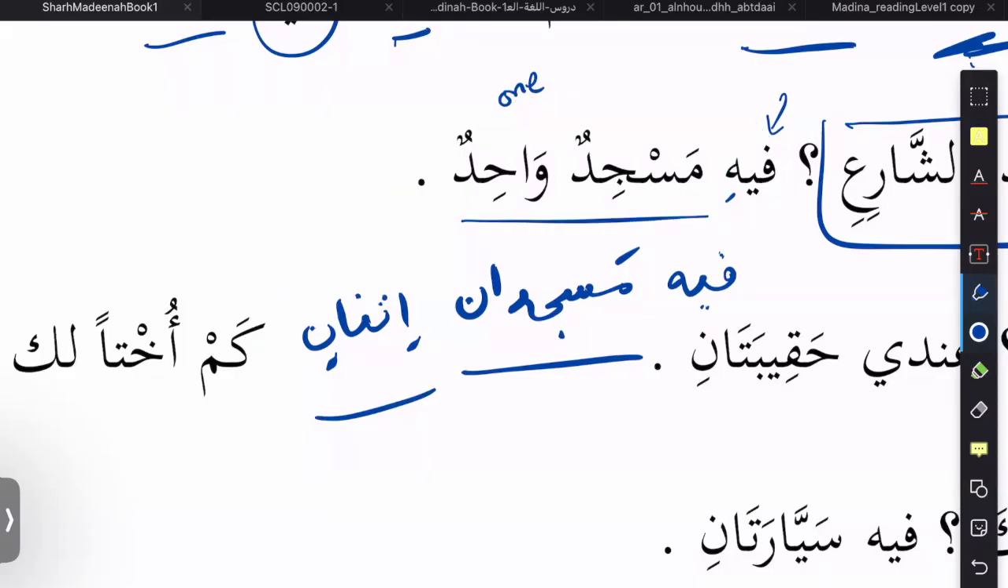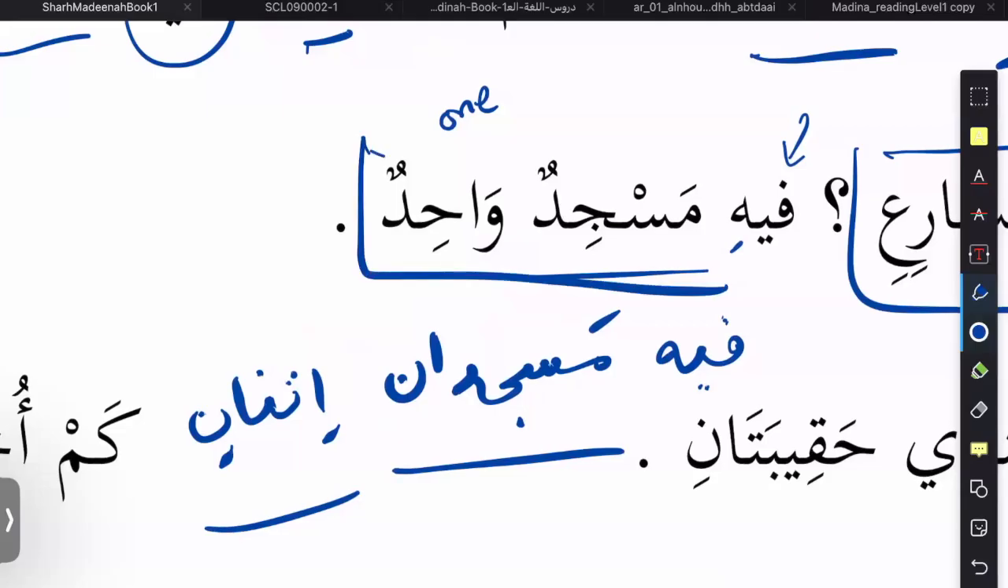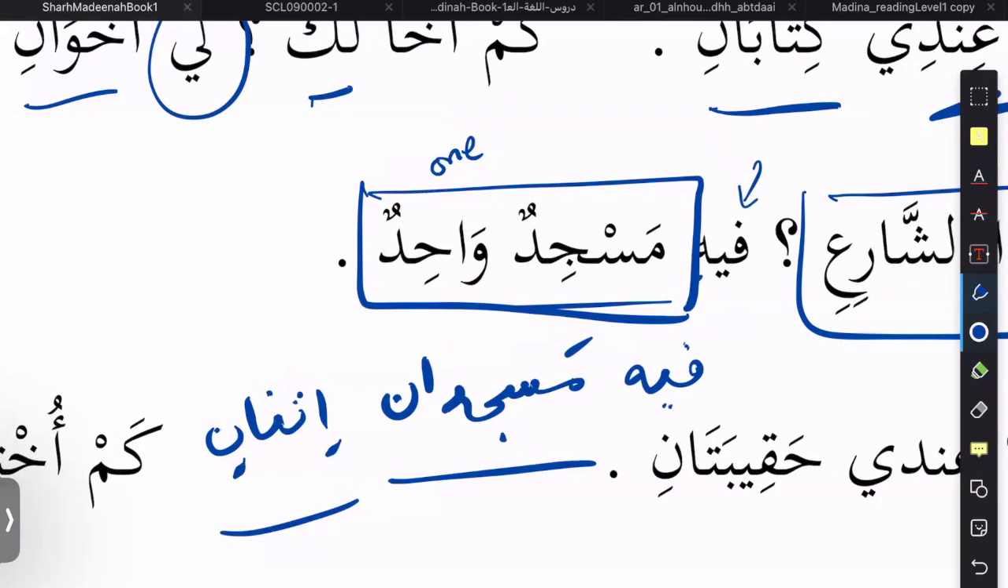Makes sense? Now, I have a question for you. What type of phrase is this? Masjidun wahidun. Adjective phrase.